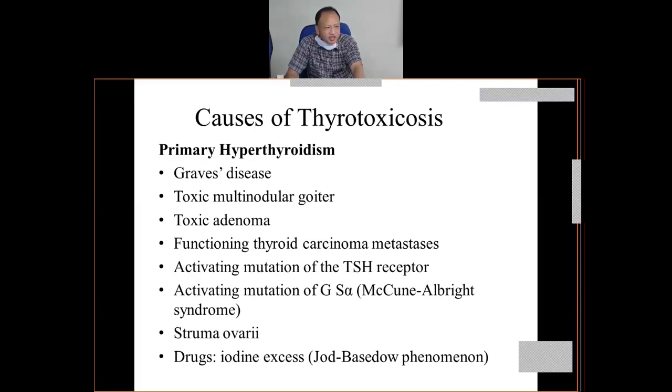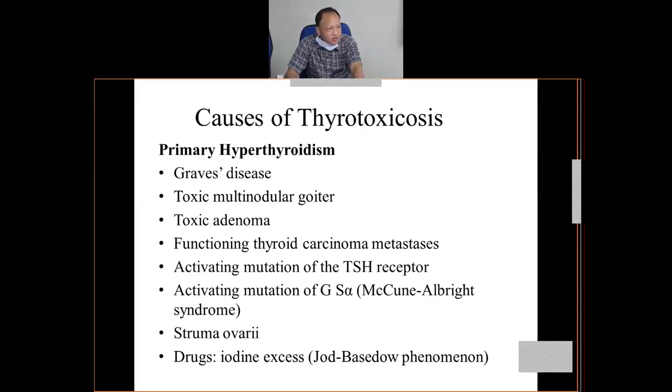Activating mutation of the Gs alpha protein, which is a G protein coupled activation, is known as McCune-Albright syndrome. This is a genetic disorder, usually due to mutation of the G protein, and it affects the bone, the skin, and multiple endocrine glands. In the thyroid, it usually causes hyperthyroidism. The other features you get in McCune-Albright syndrome can be precocious puberty and Cushing syndrome.